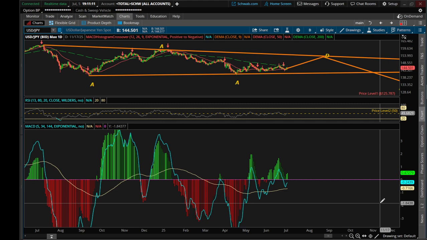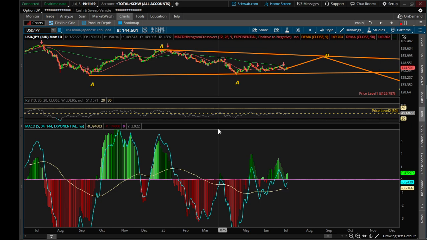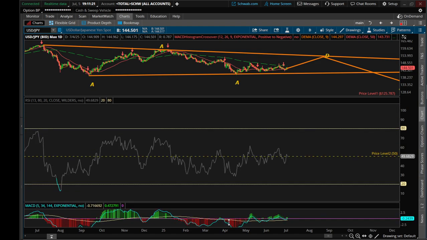So that lines up with maybe a D leg up. So yeah, I think that's it. Hope that helps.